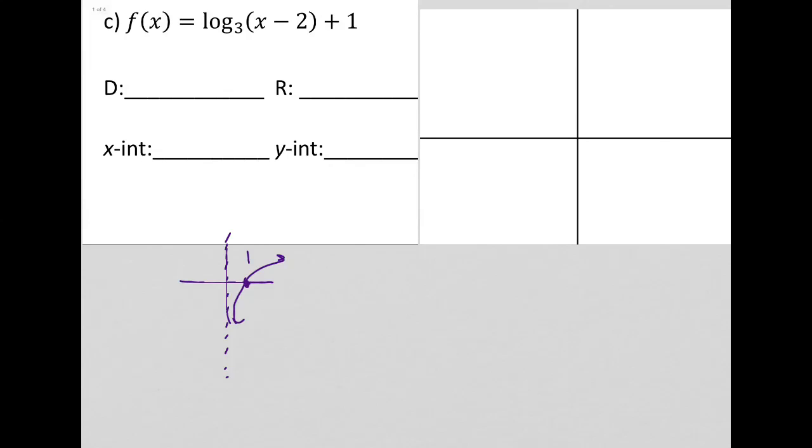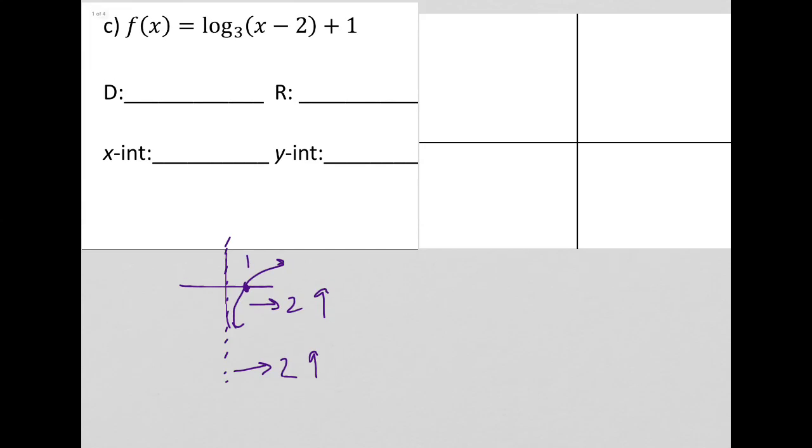So my x-intercept is going to move to the right 2, as is my vertical asymptote. And then everything is going to be shifted up 1. So shift the point right there up by 1. It's not going to affect our asymptote, but now let's sketch this information in.